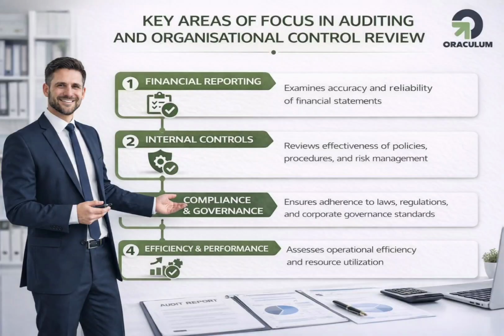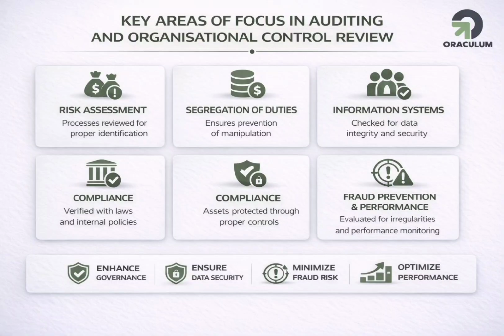Key areas of focus in auditing and organizational control review. Auditors review risk assessment processes to ensure risks are identified and managed. Segregation of duties is examined to prevent manipulation. Information systems and data integrity controls are assessed, including access restrictions and backups. Compliance with laws and policies is verified. Asset safeguarding ensures protection of physical and financial resources. Financial reporting processes, fraud prevention measures, and performance monitoring through KPIs are also evaluated to maintain strong governance.